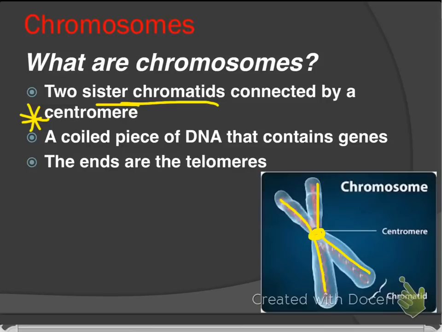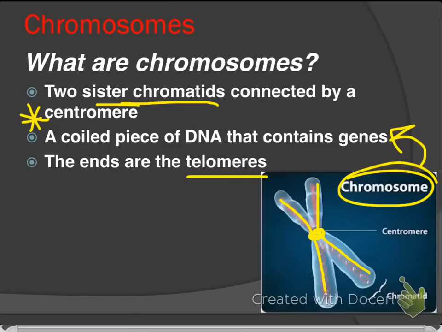And what happens is the chromosome itself is a coiled piece of DNA. So it has DNA wound up really tight to make a chromosome, and it's containing your genes. And then the ends are your telomeres.